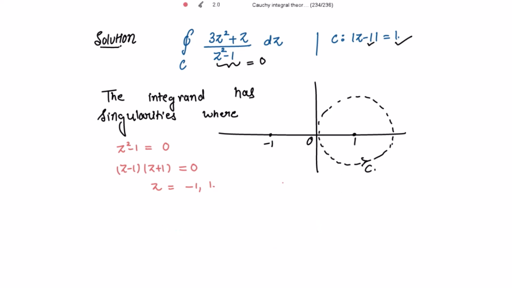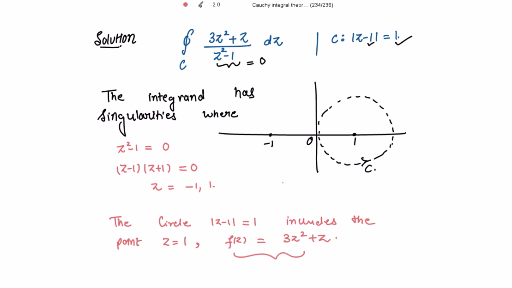So let's write this. The given circle, |z - 1| = 1, includes the point z = 1, and we take f(z) to be equal to the numerator, that is 3z² + z. And this function is an analytic function. Analytic function means which is differentiable everywhere. Its derivative exists at all points inside this region.